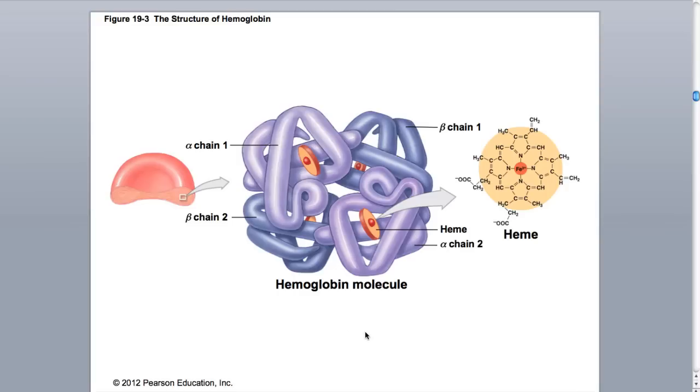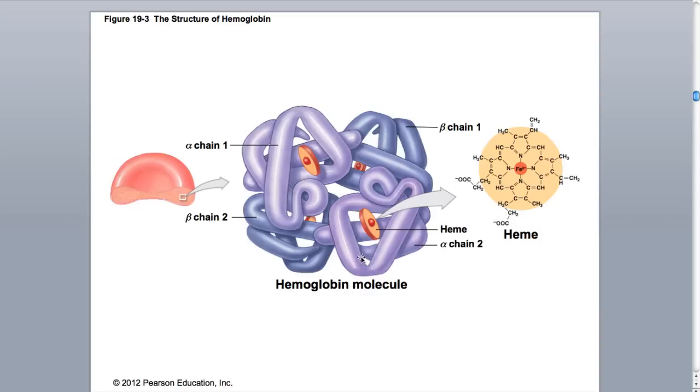Okay, here's your slide. Earlier, I showed you that we had two alpha chains, two beta chains. So here's beta 1, beta 2, alpha 1, alpha 2. How many hemes do I see? 1, 2, 3, 4. So each hemoglobin has four peptide or protein chains, and it has four hemes. Therefore, four irons per hemoglobin, four oxygens per hemoglobin, max.